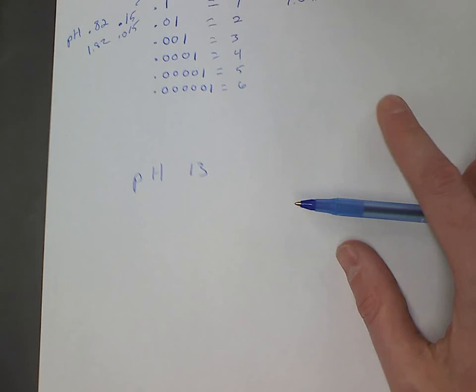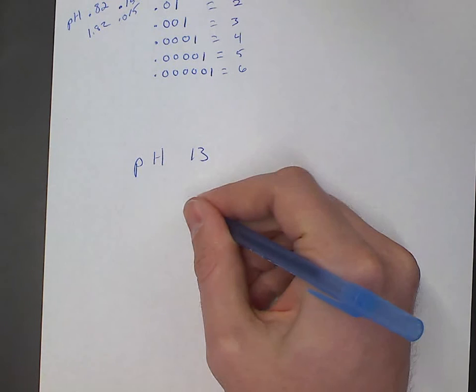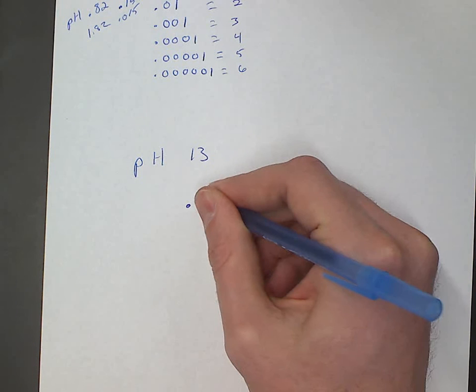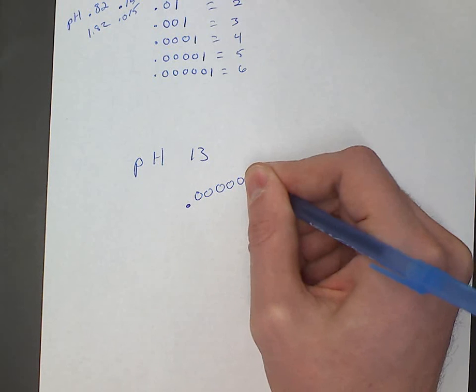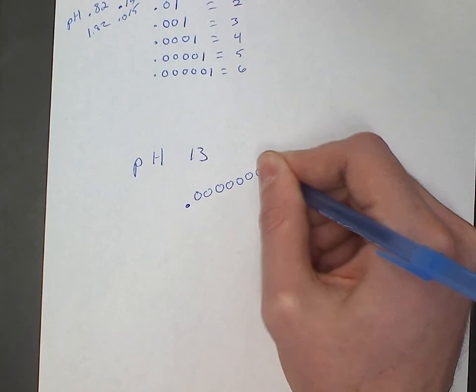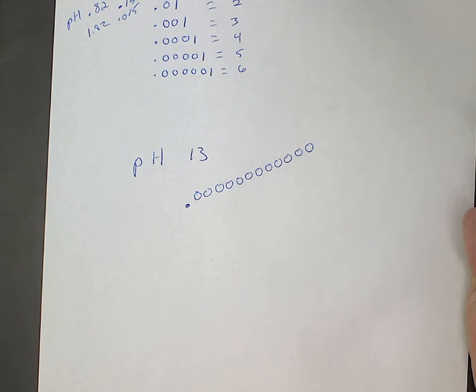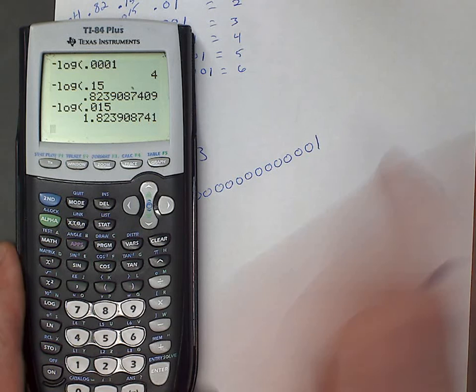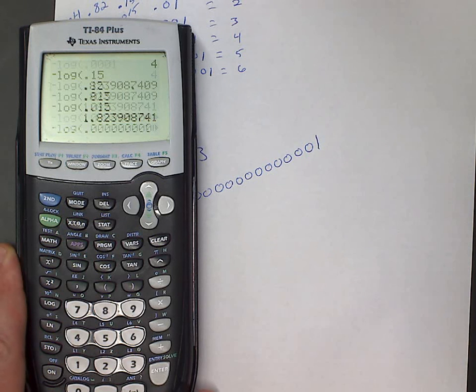Likewise, if we see something that has a pH of 13, we can assume that it has a hydrogen concentration with 12 zeros, and the 13th digit is the 1. We can confirm that: the negative log of 0.000000000001, with 12 zeros before the 1, equals a pH of 13.